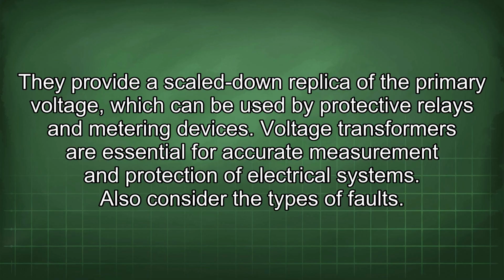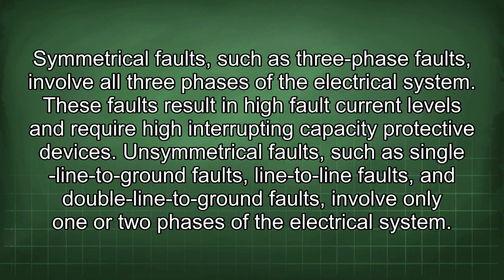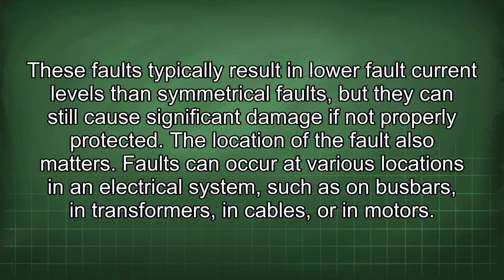Also consider the types of faults. Symmetrical faults, such as three-phase faults, involve all three phases of the electrical system. These faults result in high fault current levels and require high interrupting capacity protective devices. Unsymmetrical faults, such as single line-to-ground faults, line-to-line faults, and double line-to-ground faults, involve only one or two phases of the electrical system. These faults typically result in lower fault current levels than symmetrical faults, but they can still cause significant damage if not properly protected.